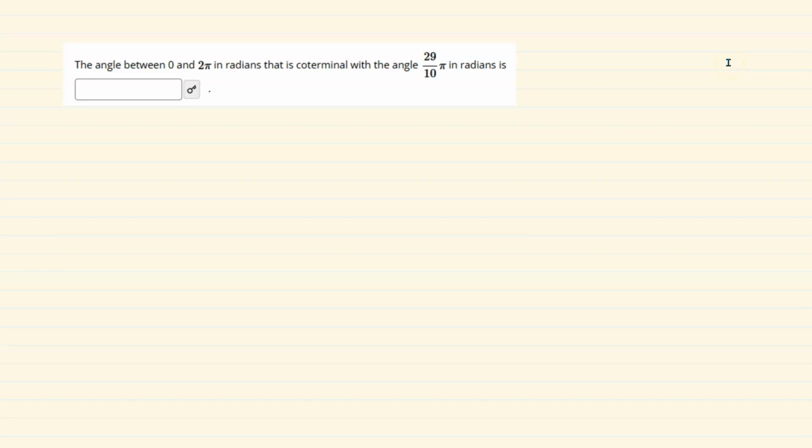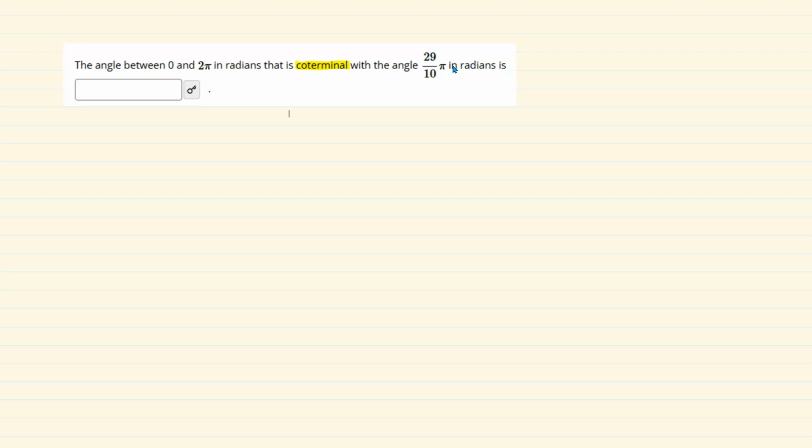All right, we want to find the angle between 0 and 2 pi in radians that is coterminal with the angle 29 over 10 pi in radians. So we need to look at a definition here. Coterminal: two angles being coterminal means that a coterminal angle to 29 over 10 pi is one where they end at the same position around the unit circle.